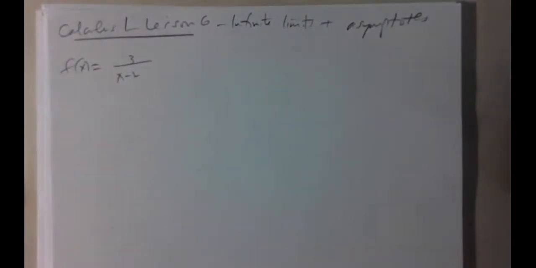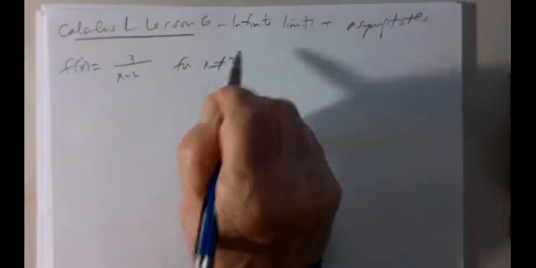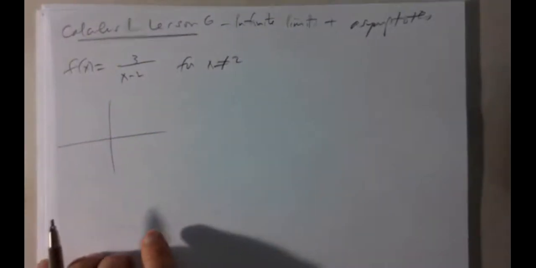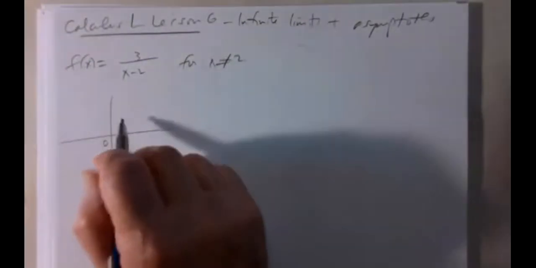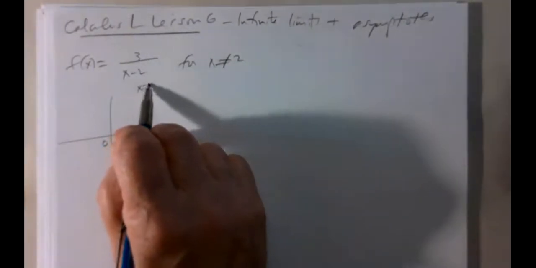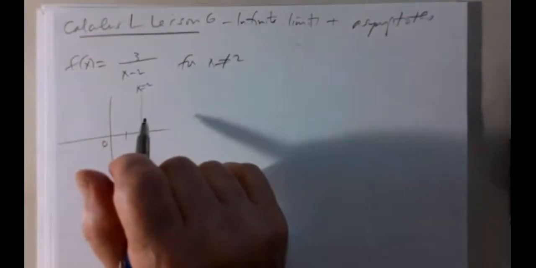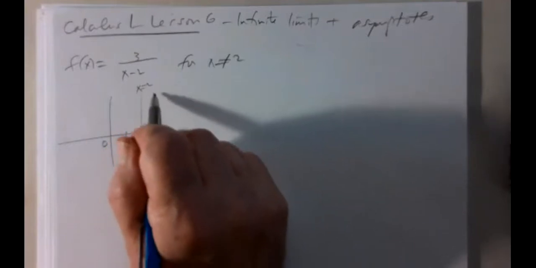But a nice example is f of x equals 3 over x minus 2. So this is only defined where the denominator is not 0. That means for x different from 2. And if you were to graph this function, this is the line x equals 2, this vertical line. And as you go out to infinity, this function is going to 0.